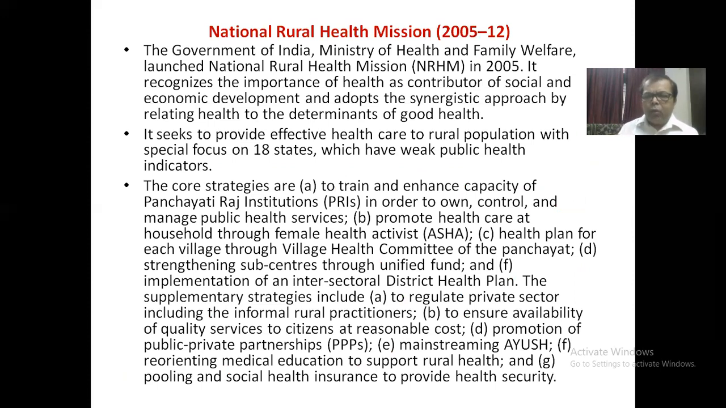So after talking about these disease control programs, we need to talk about one specific massive program. This is actually the National Rural Health Mission. It was started in 2005. Earlier I talked about the health policies also. So we had the first health policy in 1983 after the Alma Ata Declaration, and that policy basically talked about achieving the goal of health for all.